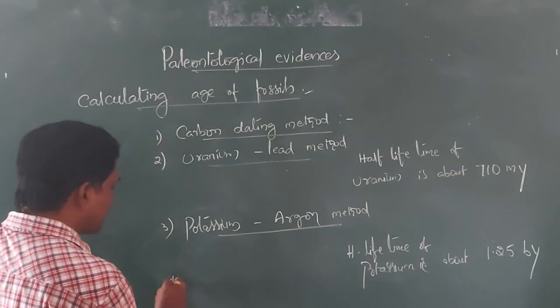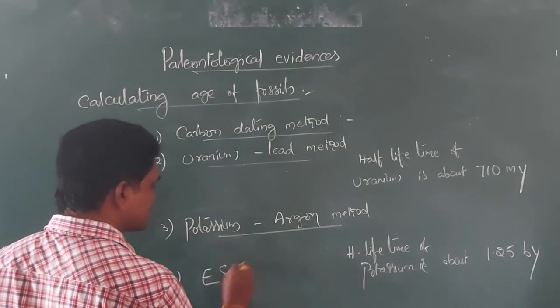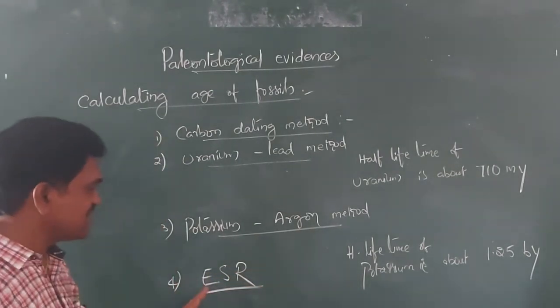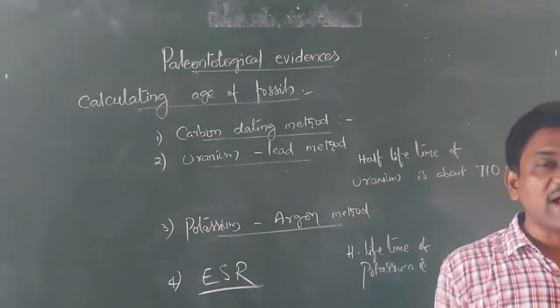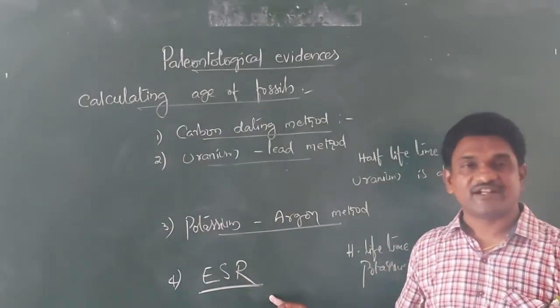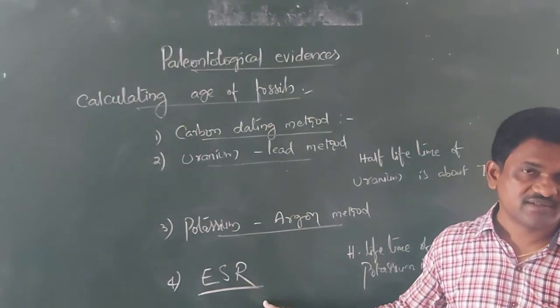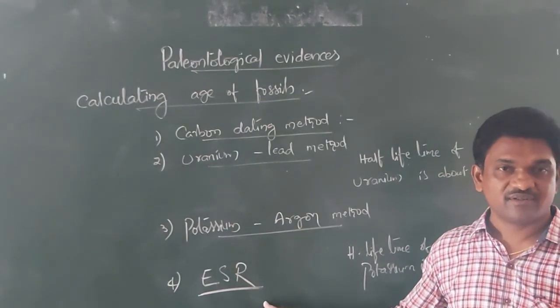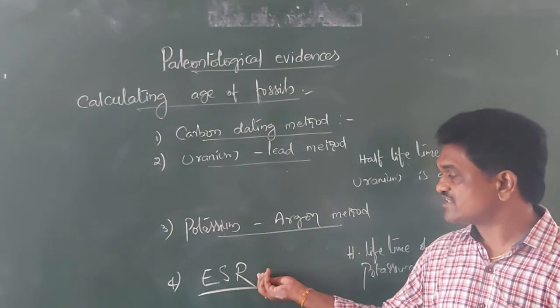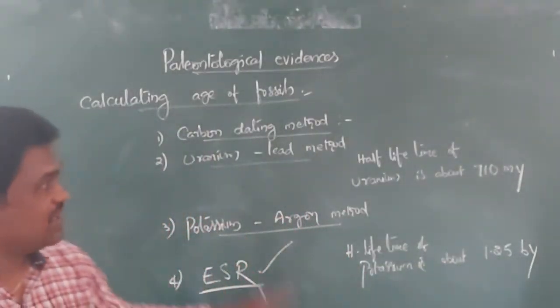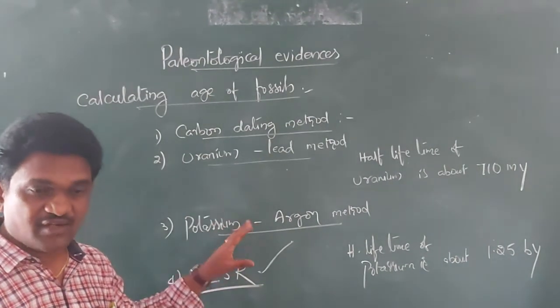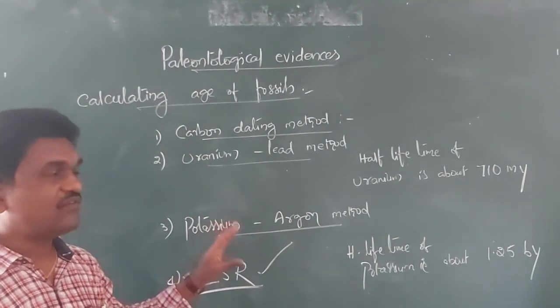And the electron spin resonance process. What is this? This is the most accurate procedure for the determination of the age of fossils. The most accurate method for the determination of fossil age is the electron spin resonance process. These are various types of methods for determining the age of fossils.